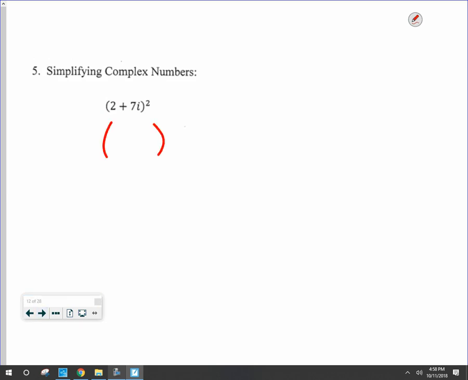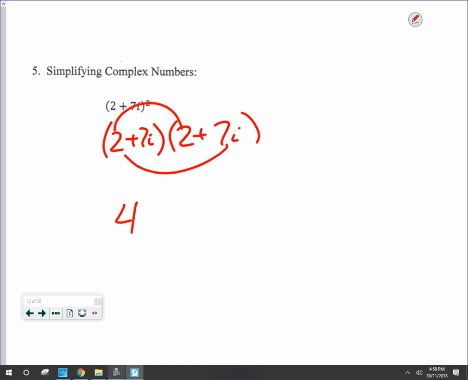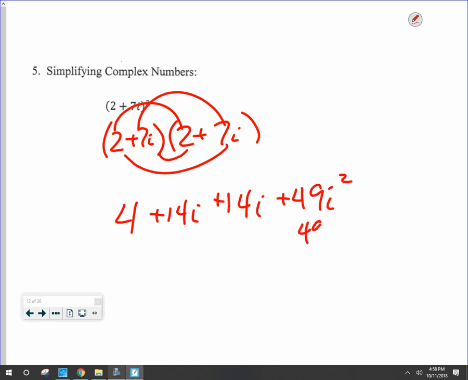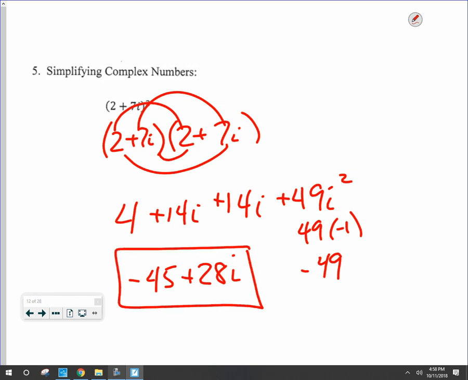This will be missed by a lot of people on the test tomorrow. Anytime you're taking a binomial and squaring it, you need to FOIL it. First, outer, inner, and last. i squared ends up being negative 1 again. So this is negative 49, and I combine like terms. Negative 45 plus 28i.